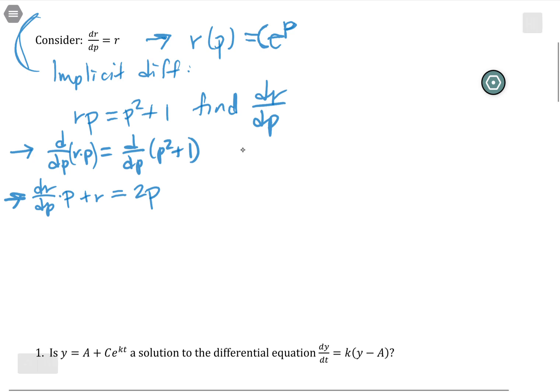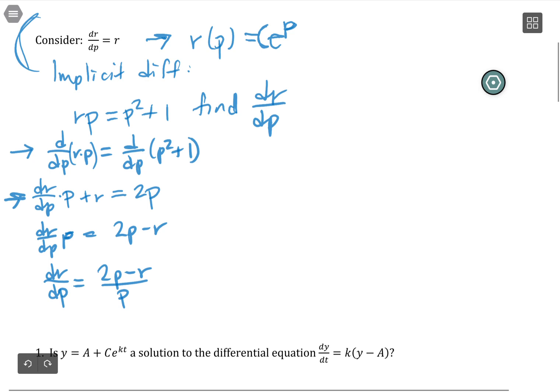If we were actually going to finish this problem, we would move the r over to the other side and say dr dp is equal to 2p minus r over p. That could be considered a differential equation. So this one says the derivative of our mystery function r is going to equal 2p minus the original function divided by the original function.